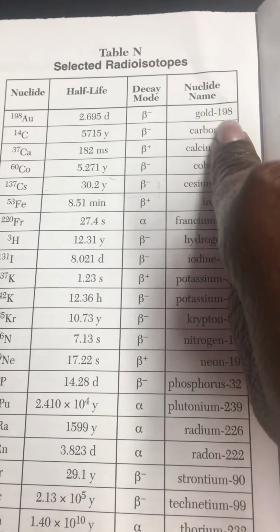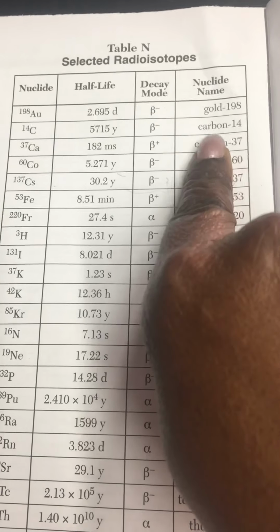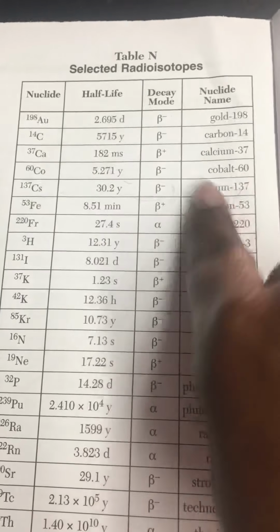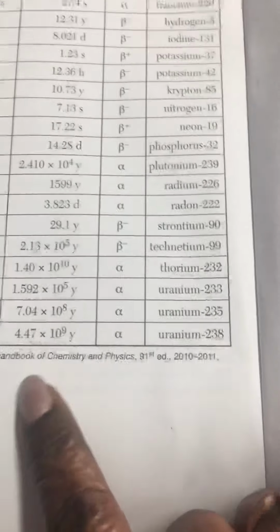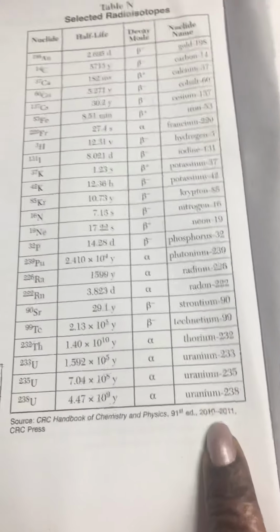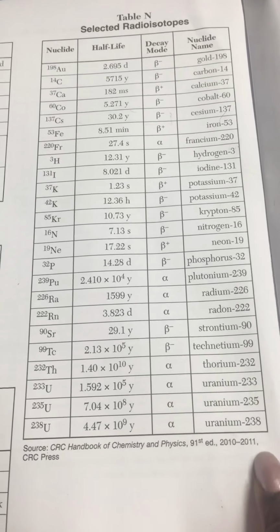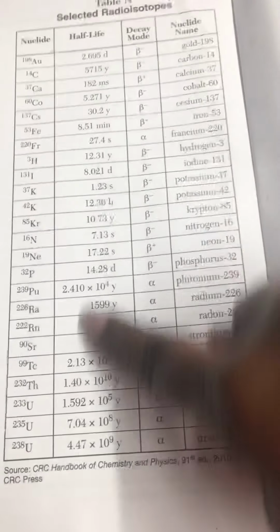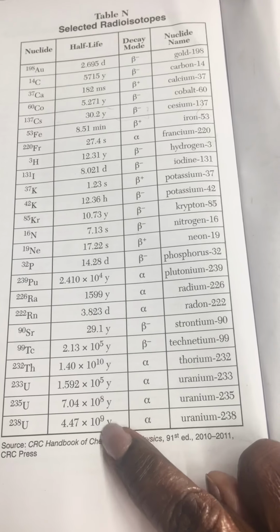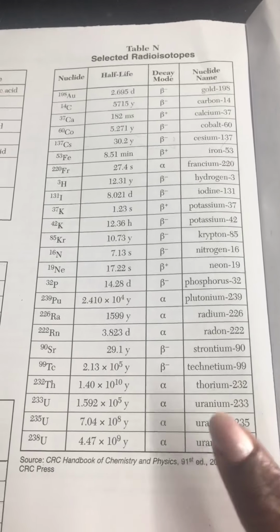So if you forget gold-198, there's gold-198. Carbon-14, carbon-14. Make sure that you pay attention to these things. On the bottom, you should always know where stuff comes from because of the CRC Handbook. This was in 2010 and 2011. Please keep it in mind, because sometimes the numbers that are in the chart are different than what's in the problems, because it depends on where and when we get this information.